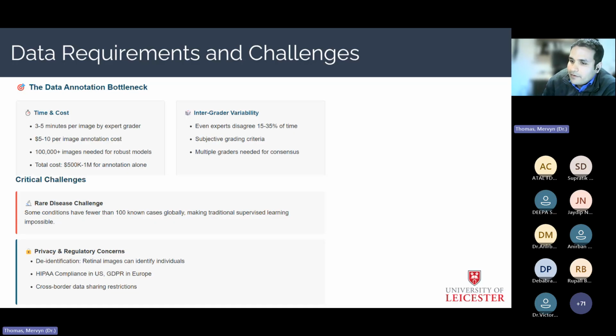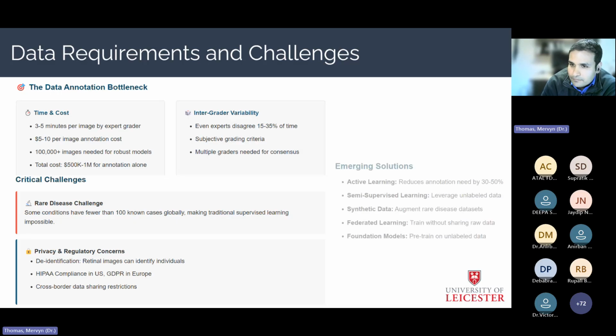The other thing to also bear in mind is the privacy concerns with regards to this. Retinal images can potentially identify individuals because they have some unique features, and sometimes they are considered as unique as fingerprints. And there have been previous papers published where AI can predict whether a fundus image, a photo of the back of the eye, is from a male or a female, and also predict their age, for example, and so on.